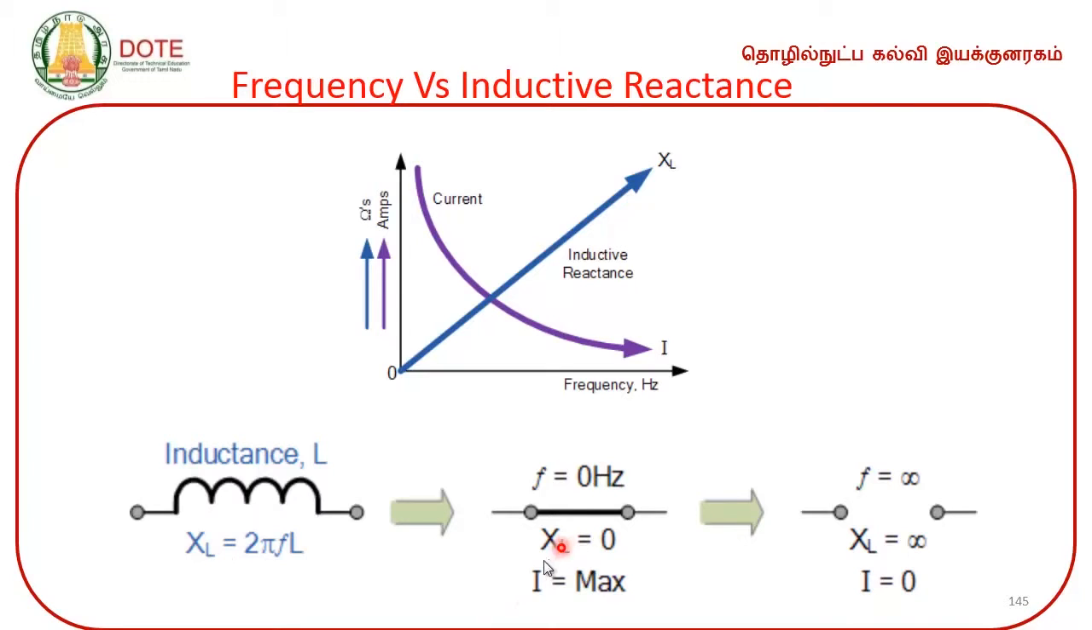Now when frequency is 0, that is DC, DC means frequency 0, inductive reactance is 0, because if I put frequency 0, XL equal to 0. So when XL is 0, that means short circuit, then current is maximum. When the frequency is infinite, that is open circuit, current is 0. In open circuit no current can flow, right?